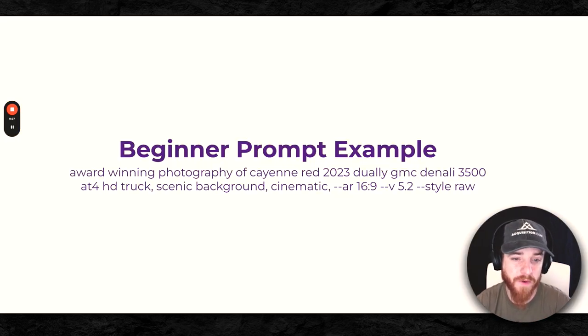Here's the prompt. Award-winning photography. Pretty good. I would say it's pretty accurate. Of a cayenne red 2023 dually GMC Denali 3500 AT4 HD truck with a scenic background and cinematic. Now it missed the dually part, which is what I want. I want a dually, so I'd have to redo this prompt if I wanted to, but I was really happy with that image. I thought it was really good. Aspect ratio of 16:9, version 5.2, and in the style of raw. This is another really good beginner prompt example.